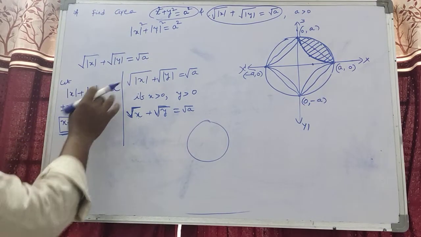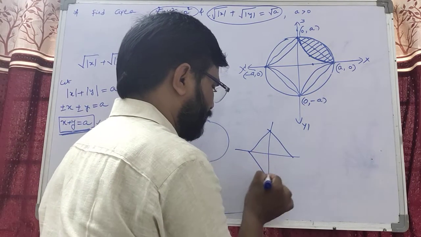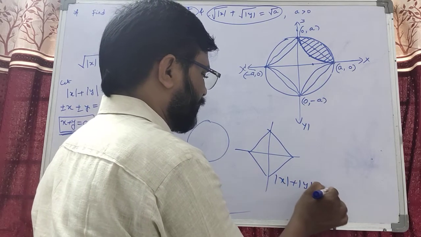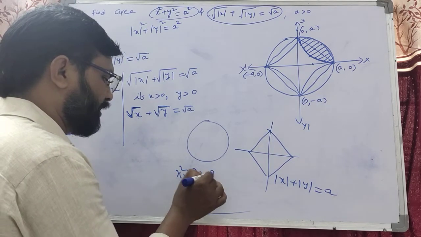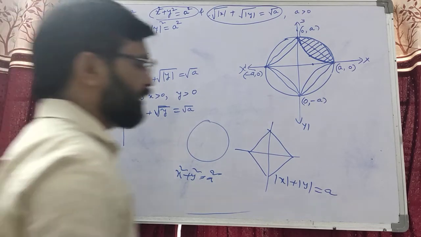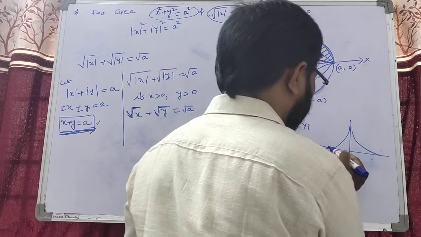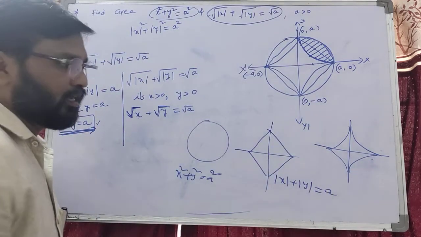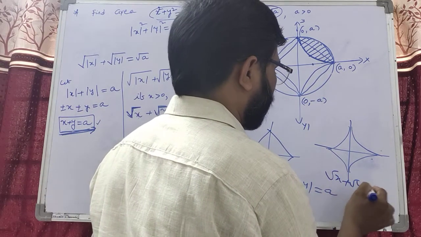The mod x plus mod y equal to a forms a square. Okay, students, this is mod x plus mod y equals a. This is x square plus y square equal to a square. Dear students, this is the graph of root x plus root y equals root a. How is it, students? It is like this. Okay students, this is the graph of root of x plus root of y.